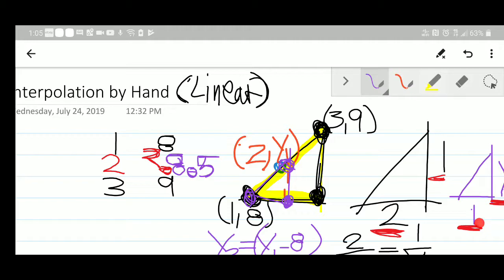And there it is, linear interpolation. So all you have to do is remember if it's linear interpolation, it's a straight line, and then use similar triangles to figure out what your unknown is.